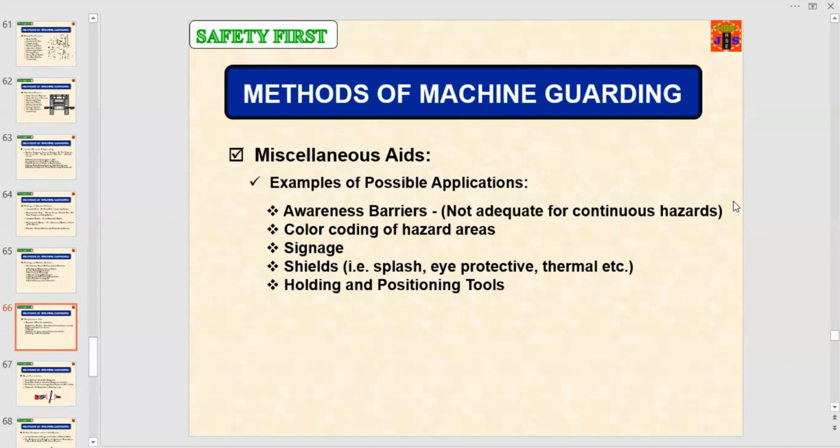The last one is miscellaneous aids. Examples of possible applications: awareness barriers, not adequate for continuous hazards, color coding of hazard areas, signage, shields, for example, splash, eye protective, or thermal, etc. And lastly, holding and positioning the tools. These are the examples of miscellaneous aids.